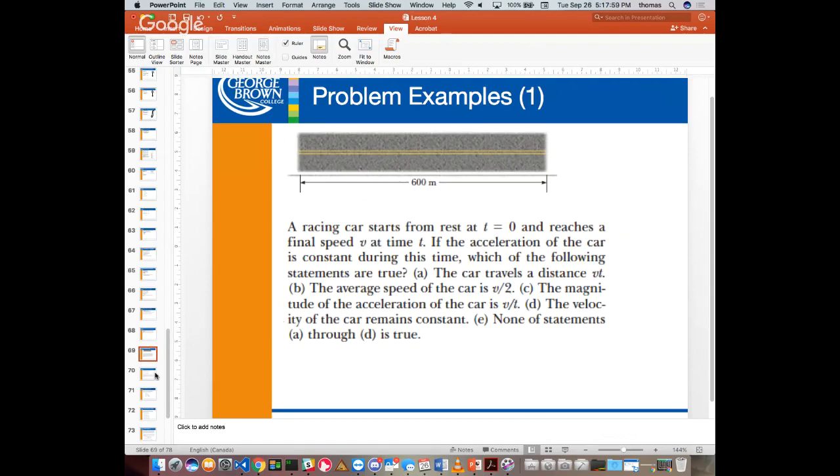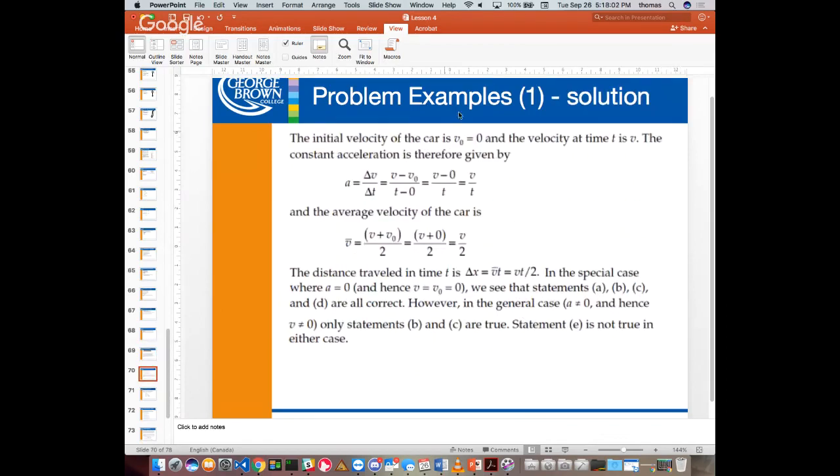Let's try this out. So here's the actual solution. I'm going to post the solution up here. So the initial velocity of the car is v naught, or v0, which is equal to 0. Starts at 0, and the velocity at time t is v. The constant acceleration is therefore given by, remember that kinematic equation, right? When we look at the final velocity minus the initial velocity over the final time minus 0, and if you simplify, it's v over t. So that's true. And the average velocity of the car is the initial velocity plus the final velocity divided by 2, which is just v over 2. So that's true. Second one is true too.